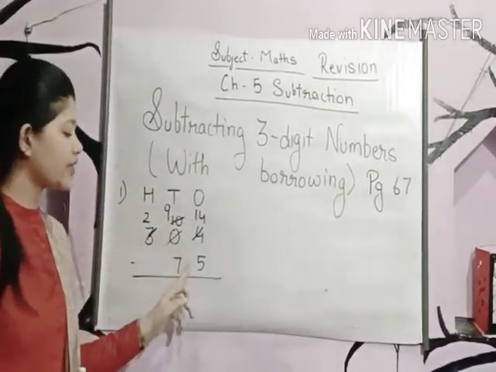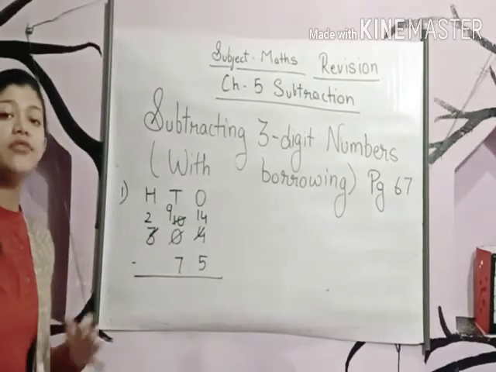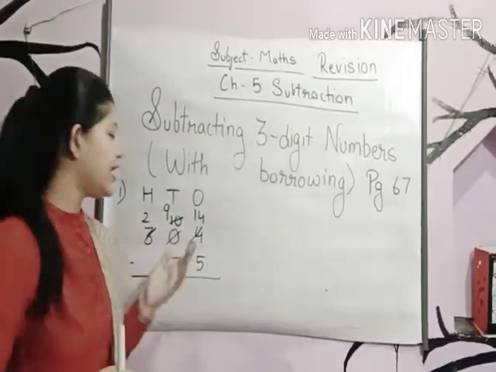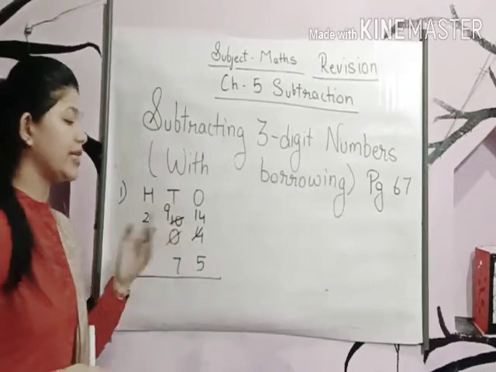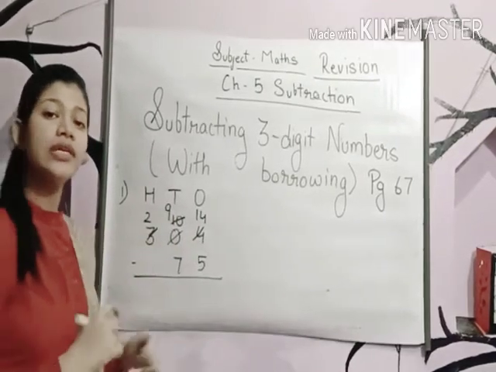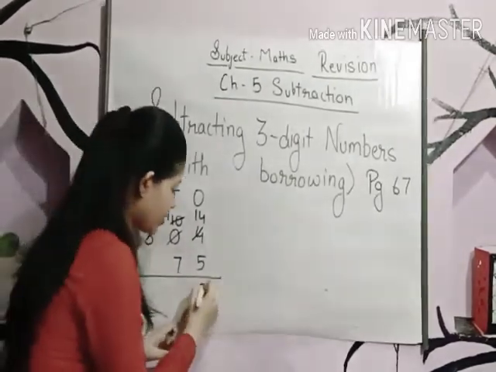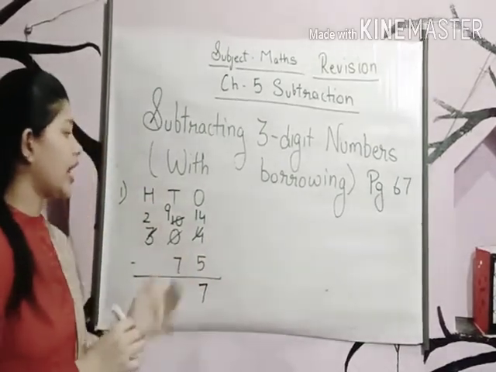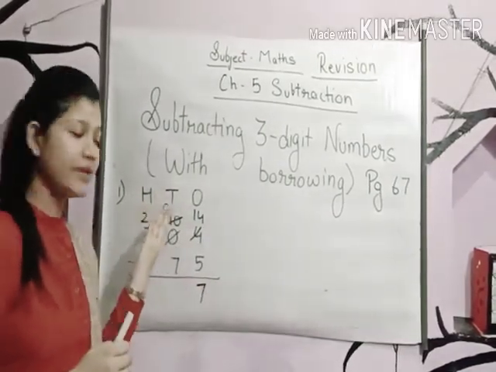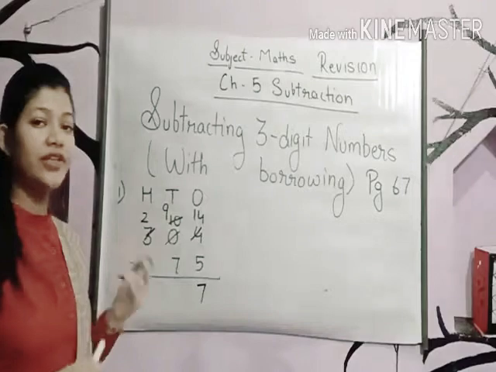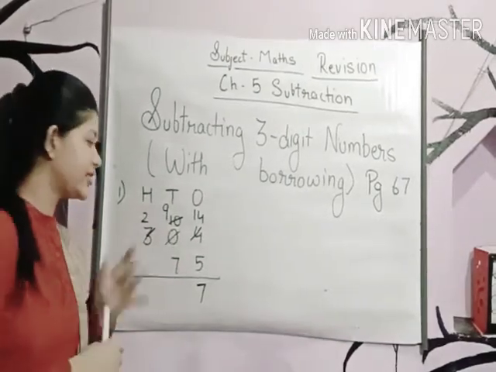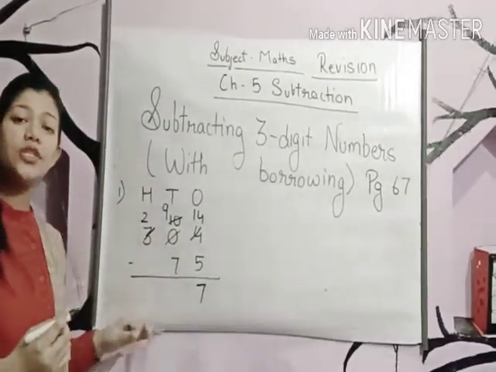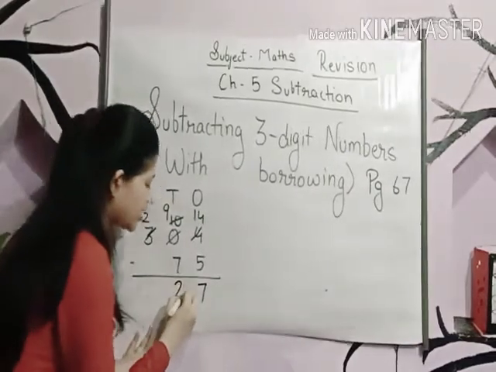Now we can subtract 5 from 14 very easily. Let's subtract: 14 minus 5 is equal to 9. So we will write 9 over here. Now let's come to the tens column. 9 minus 7, this also can be easily subtracted. 9 minus 7 is equal to 2. So we will write 2.